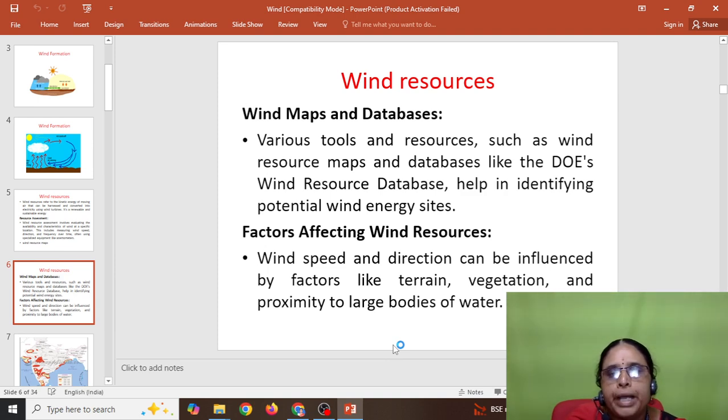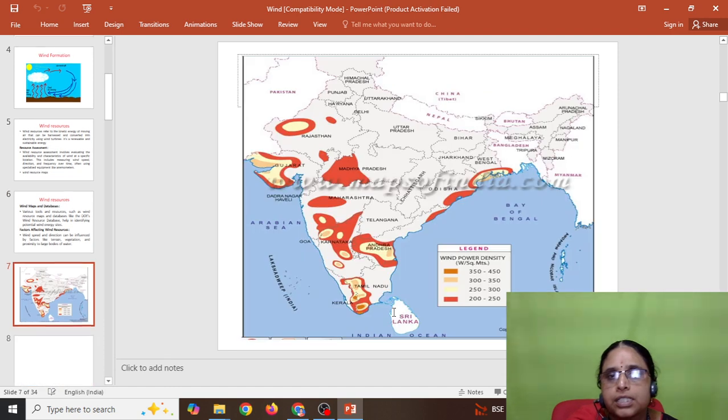Wind maps and databases are various tools and resources, such as wind resource maps and databases like DOE's wind resource database, that help in identifying potential wind energy sites. These wind maps and databases are used to identify the potential areas of wind. Factors affecting wind resources: wind speed and direction can be influenced by factors like terrain, vegetation and proximity to large bodies of water. These factors will affect the wind resources.